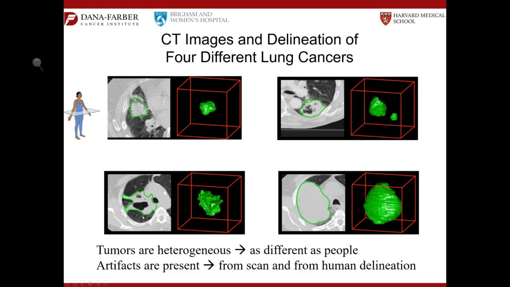And you can see that in each of these 4 patients, the tumor shapes are very different, both in shape and in appearance. And when you look at the 3-dimensional reconstruction, taking all the slices of the tumor that were drawn, you can see how distinct they are between these 4 patients, from a very large round oval mass to something that has 2 discrete areas, to something that's very highly irregular, or what we call spiculated. And you can also see from these reconstructed 3-dimensional depictions that there are artifacts present both from the scan itself and from the human delineation process.